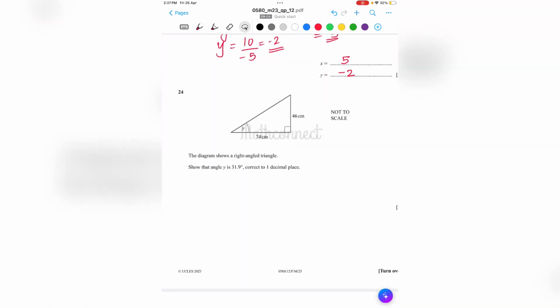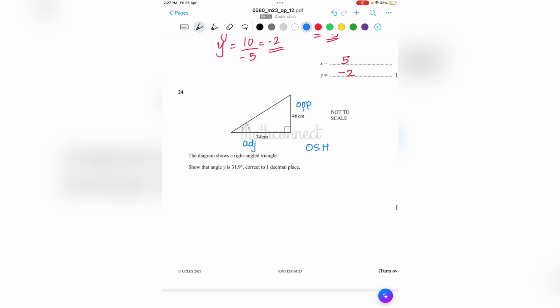Moving on to question number 24. We have a right angle triangle which is shown here. Show that y is 31.9, which is correct to 1 decimal place. So in order to do this, we can make use of the trigonometric ratios. With reference to y, this is the adjacent side and this is the opposite side.